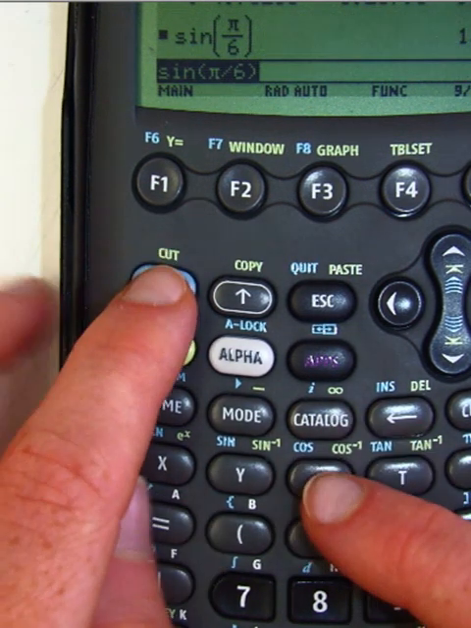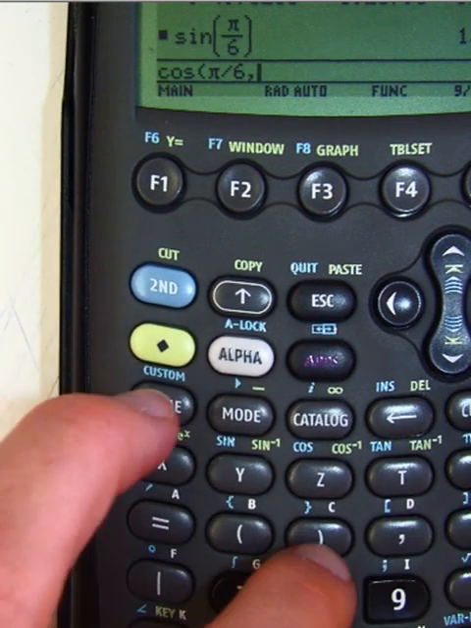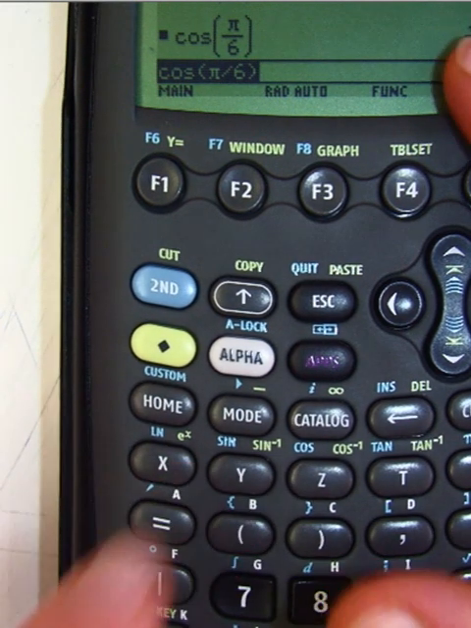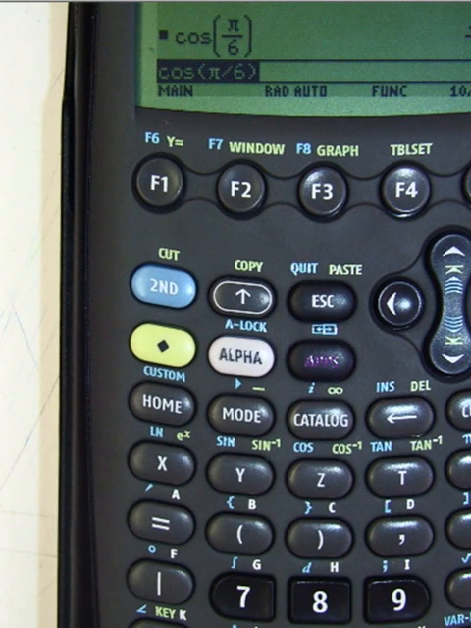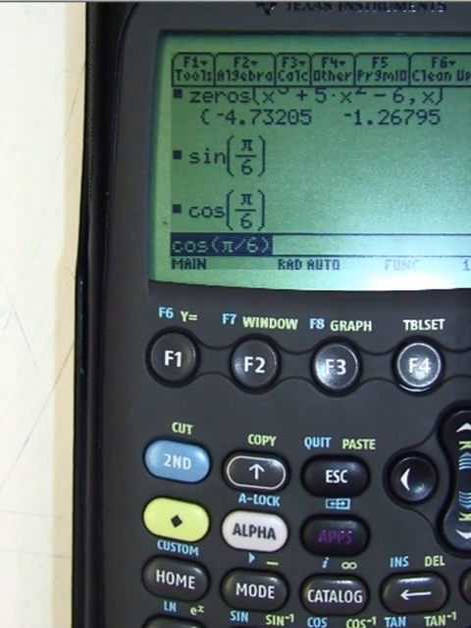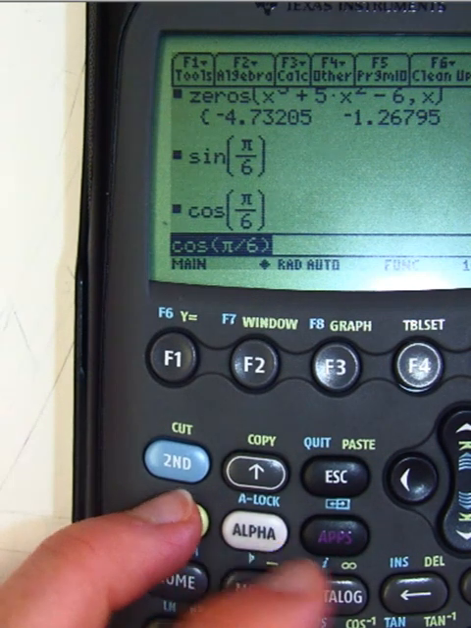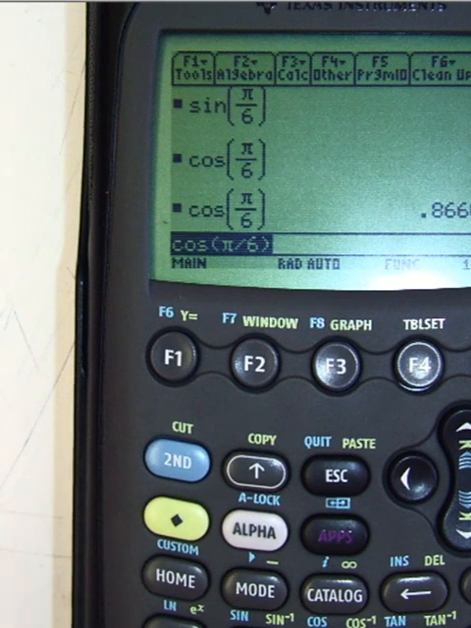Here's the nice thing. Say I want the cosine of pi over 6. Remember, the cosine of pi over 6 is the square root of 3 over 2. On the 83 and 84, that used to give us the decimal value. But here, it gives you the exact value of the cosine of pi over 6. But again, if you needed the decimal, diamond enter, it gives you the decimal value. Yes, ma'am.